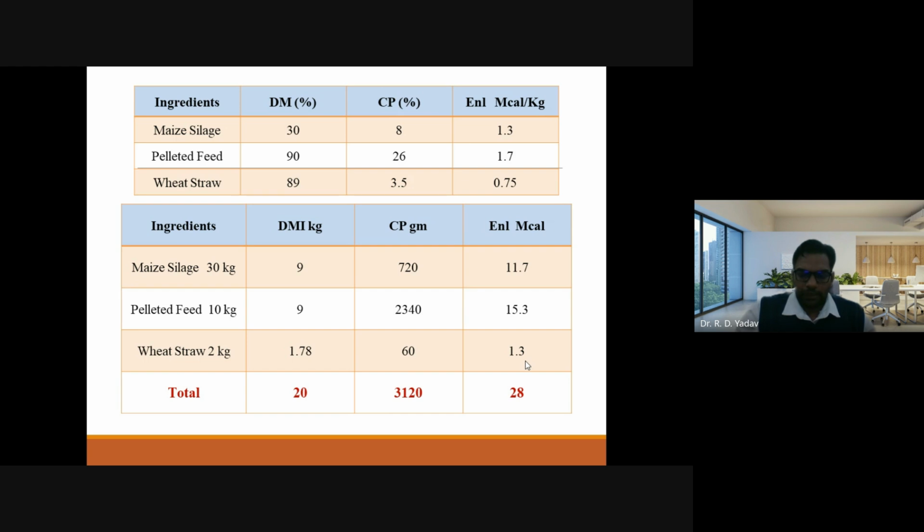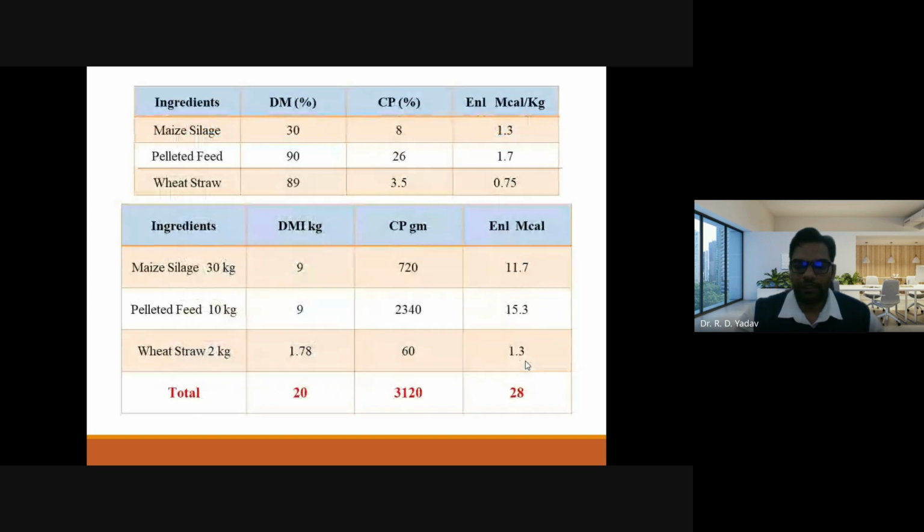So it is not a very tough task to formulate a ration for any level of milk production. If you know the dry matter requirement, the availability of feed ingredients, and their nutritional composition, it is just calculation based.